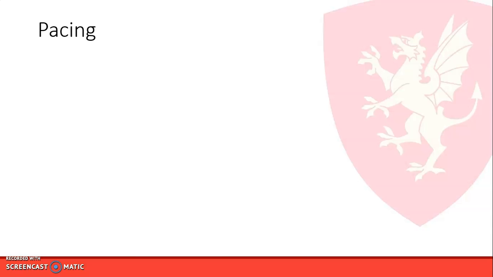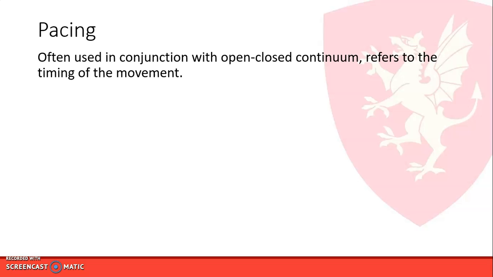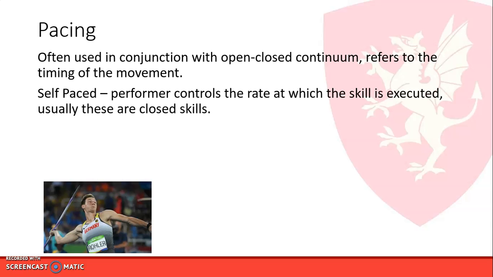So in terms of pacing, we'll go on to externally and internally paced and what they mean. Like I said, they're often used in conjunction with the continuum that we just referred to, and this is all about the timing of the movement. So self-paced is where the performer controls the rate at which the skill is executed. These are normally closed skills, so they're not affected by the environment. The athlete controls how fast and the rate at which they perform the skill.